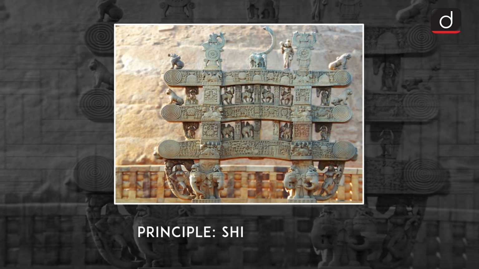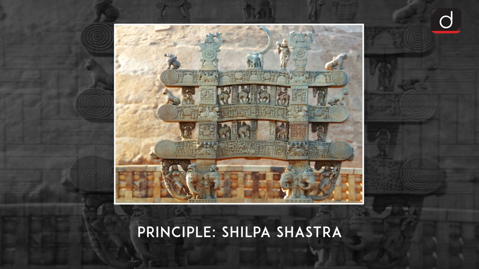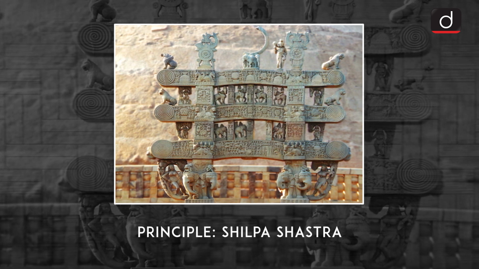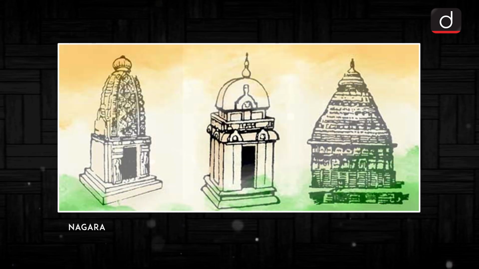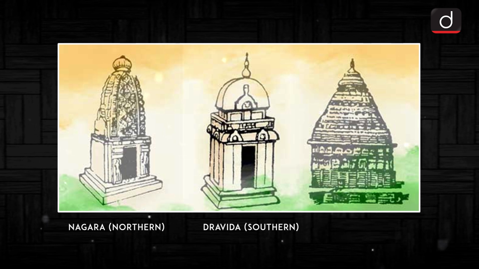The architectural principles of Hindu temples in India are described in Shilpa Shastra. Shilpa Shastra mentions 3 main types of temple architecture: Nagara or the northern style, the Dravida or the southern style, and the Visara or mixed style.